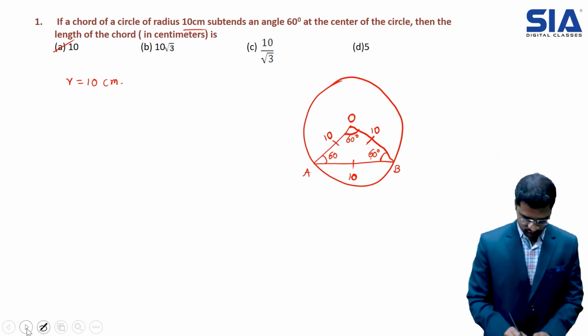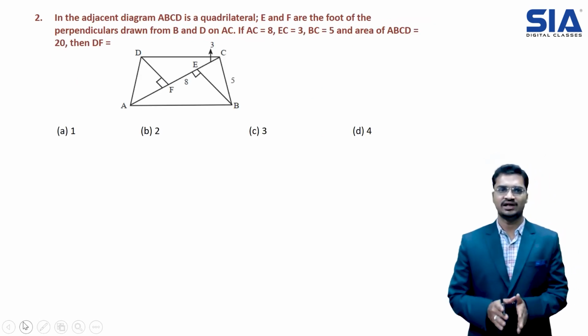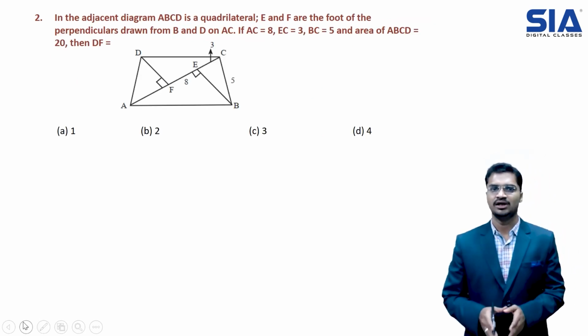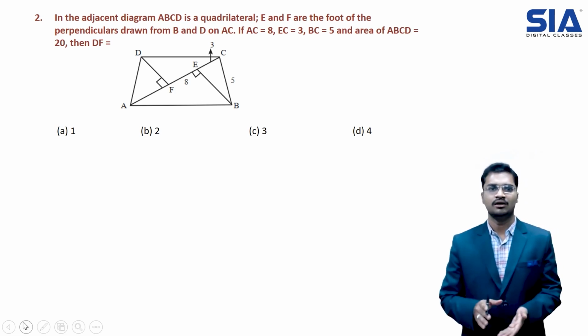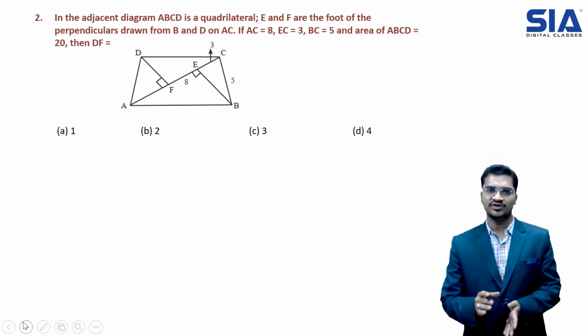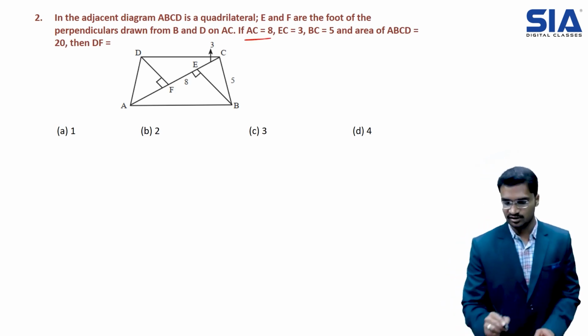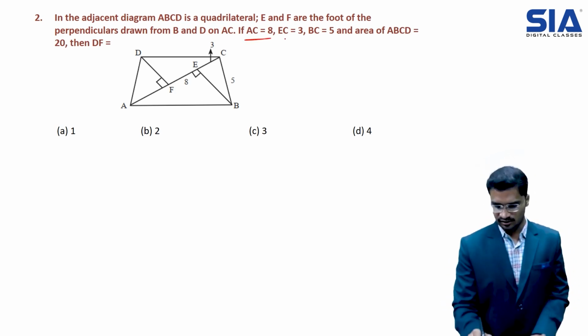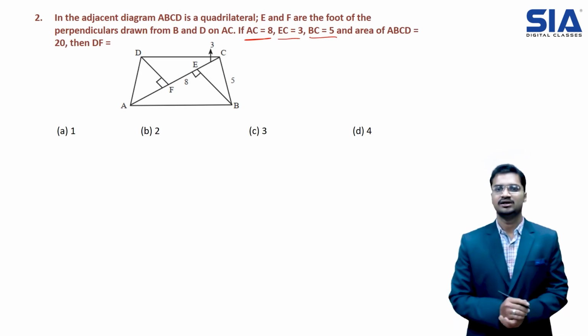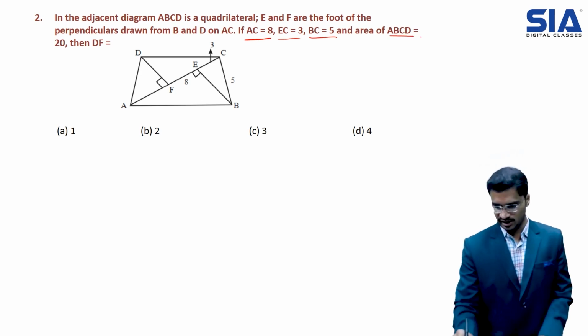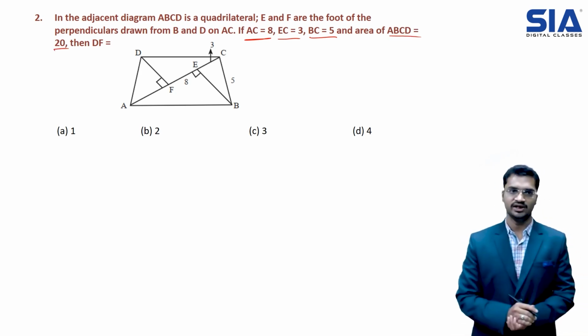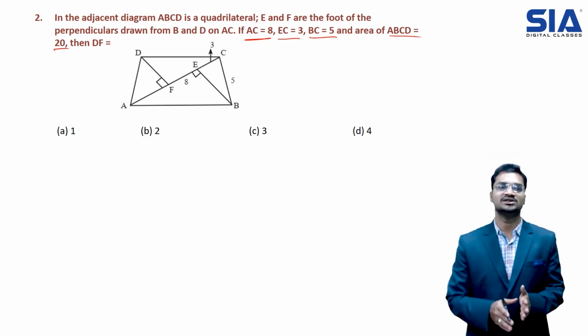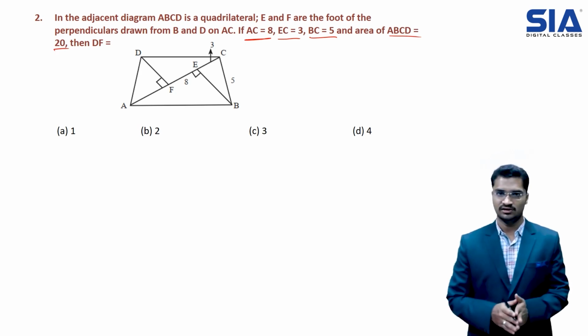Now coming to the next question. In the adjacent diagram, ABCD is a quadrilateral. E and F are the feet of the perpendiculars drawn from B and D on AC. The length of AC is given as 8, the length of EC is given as 3, the length of BC is given as 5, and the area of this quadrilateral is 120 degrees. We have to find the length of DF.